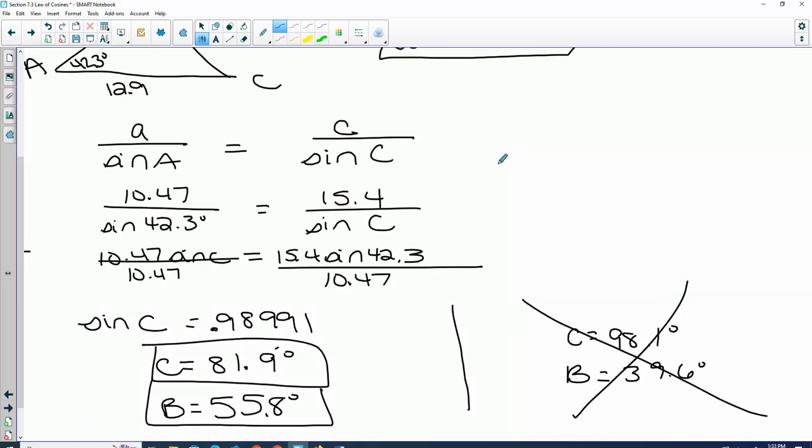Do we need another problem like that? That one was kind of set up like the two we did yesterday. We knew two of the sides and one of the angles. Do we need another one?